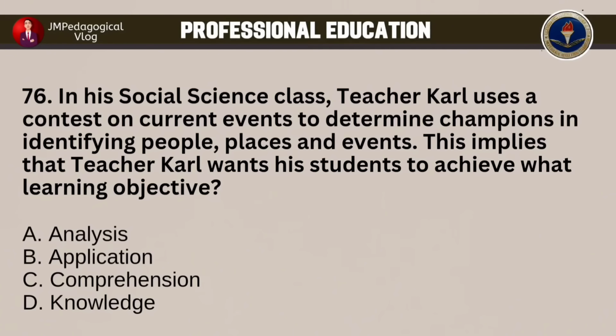76. In his social science class, teacher Carl uses a contest on current events to determine champions in identifying people, places and events. This implies that teacher Carl wants his students to achieve what learning objective? A. Analysis. B. Application. C. Comprehension. D. Knowledge. D. Knowledge.